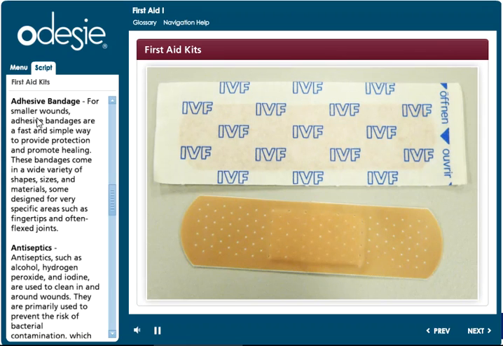For smaller wounds, adhesive bandages are a fast and simple way to provide protection and promote healing. These bandages come in a wide variety of shapes, sizes, and materials, some designed for very specific areas, such as fingertips and often flexed joints.